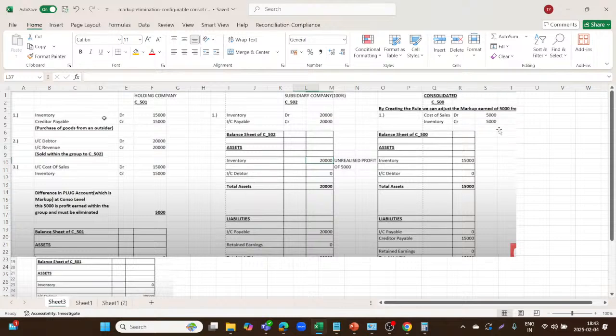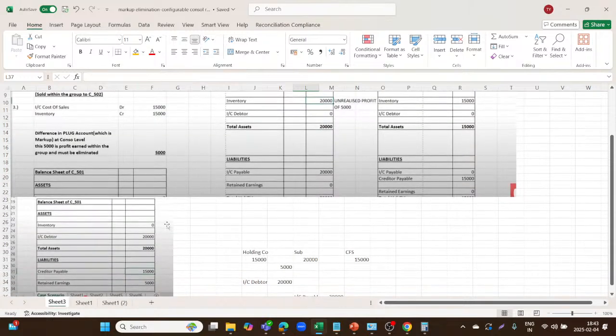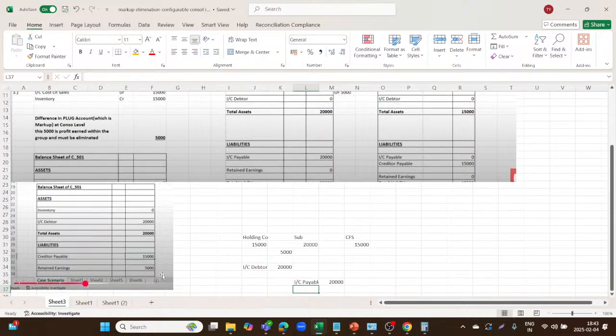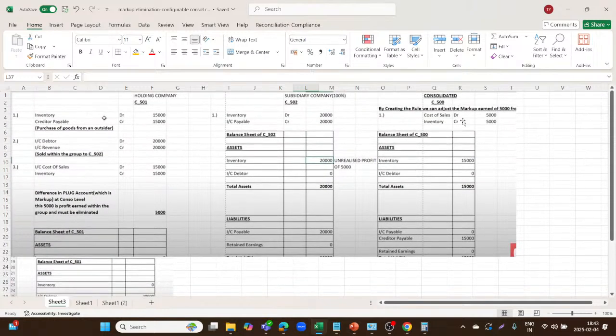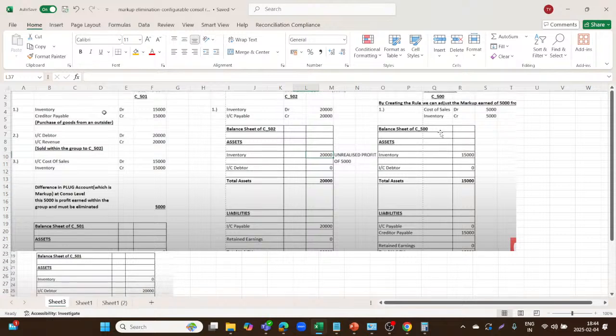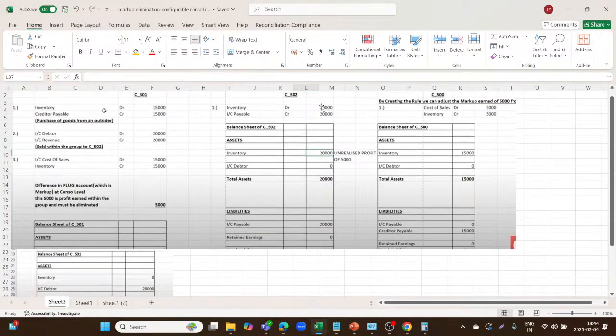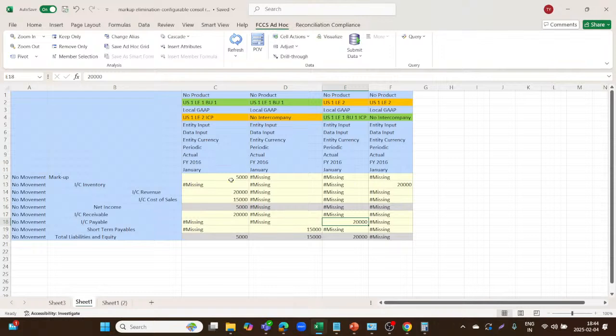Now we want this transaction, that is cost of sales, to be debited with 5,000 and inventory to be credited with 5,000, right? Because if you knock off here, inventory gets knocked off. You can see in the balance sheet inventory is 0, it only shows a debtor of 20,000, creditor payable of 15, so 5,000 is nothing but the markup. So we want this markup to be reduced and adjusted with the cost of sales, that is, reduce the markup from the inventory. Now inventory is not 20, the actual value will be 15, so reduce from inventory and debit to the cost of sales, that is 5,000. Okay, so this is the input sheet.